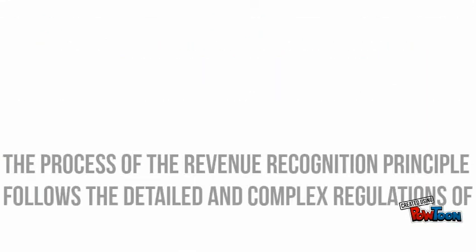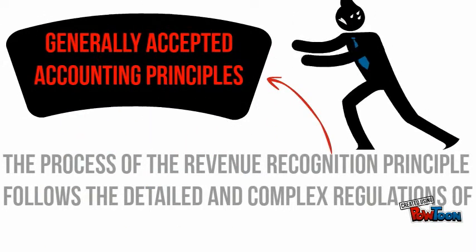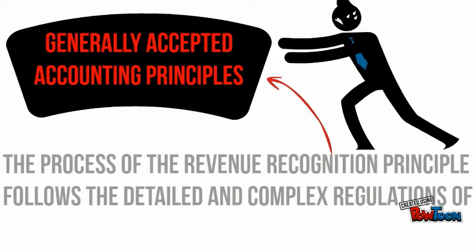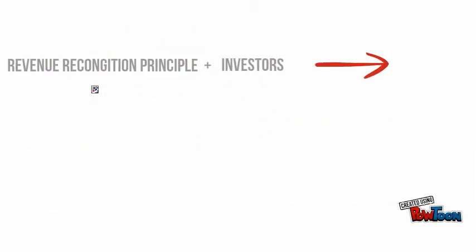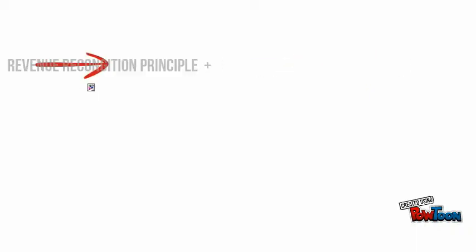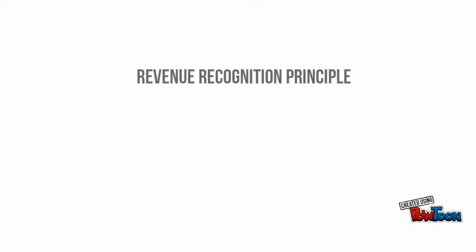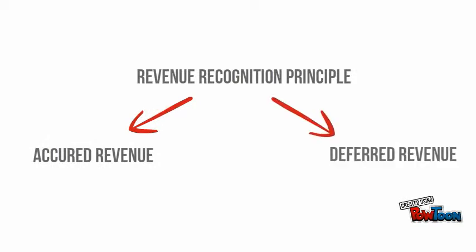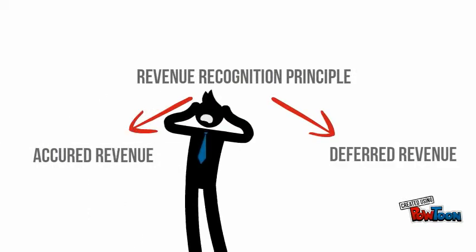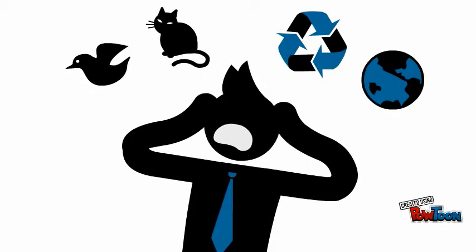The process of the revenue recognition principle follows the detailed and complex regulations of the generally accepted accounting principles. This makes revenue one of the most important measures in assessing a company's performance and prospects by investors. To break it down, the revenue recognition principle is broken into accrued revenue and deferred revenue. But it's okay, don't freak out. We'll now figure out how to differentiate between them.